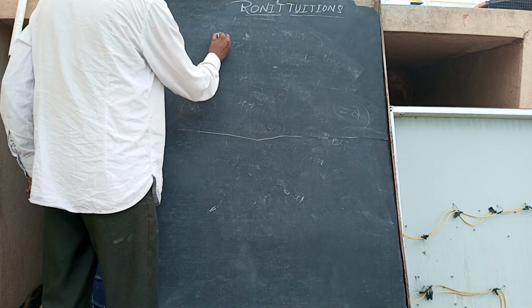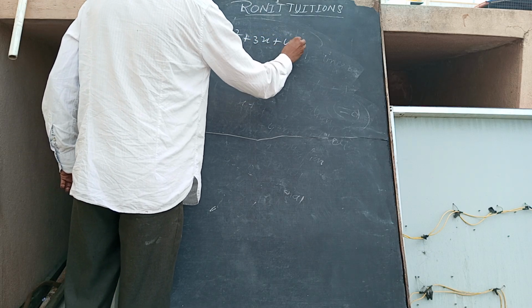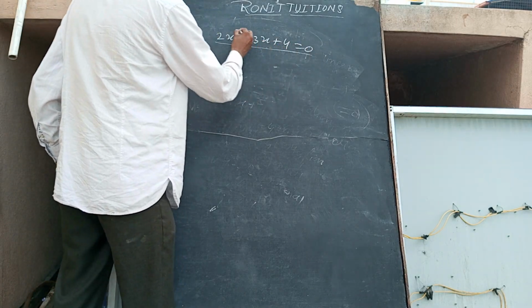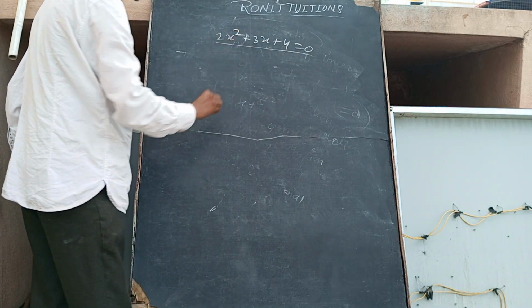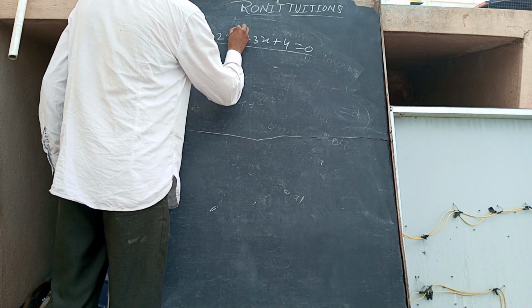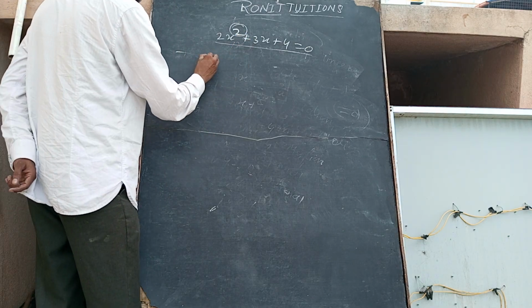Like that, a 2 degree polynomial: suppose I write 2x square plus 3x plus 4 is equal to 0. So this is the quadratic equation. It is a 2 degree equation. Degree means the highest power of the variable. So we have to see the power.